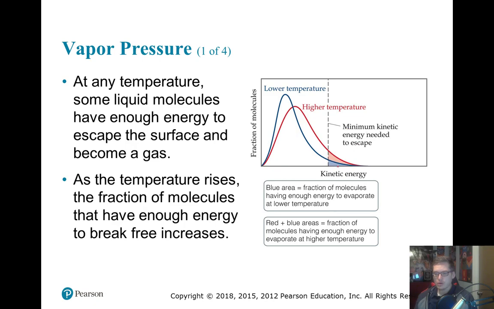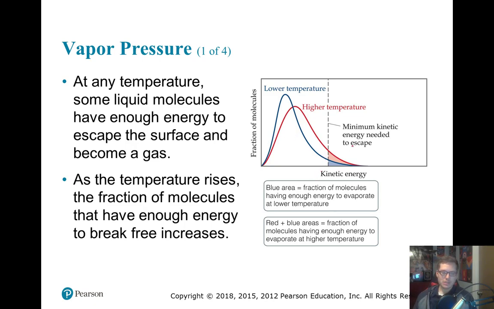So there's a lot more. There's probably double the energy here, even though the average has only gone up just a little bit, from here to here. About the same, really. Anyway, as the temperature rises, we'll still have molecules that are moving relatively slowly, but a higher fraction of them will be able to escape into the gas.